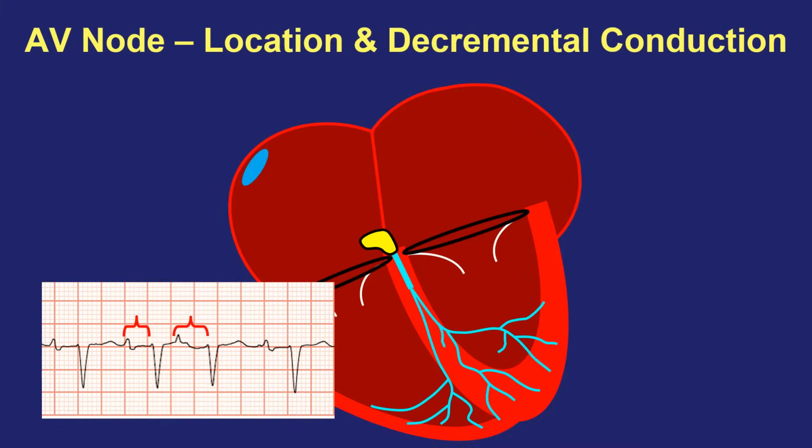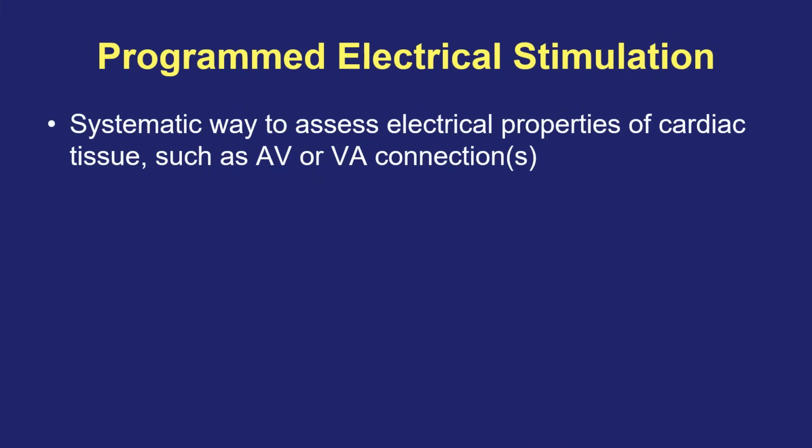As we start to talk about the EP study, we must first talk about programmed electrical stimulation, which is the very systematic way that we look at the electrical properties of cardiac tissue, including atrial muscle, ventricular muscle, the AV node, the His-Purkinje system, and an accessory pathway if it is present. And the reason we need a standardized systematic way is because all of these tissues can behave electrically slightly differently depending on the heart rate.